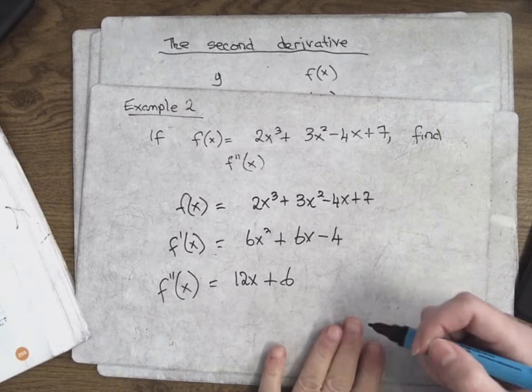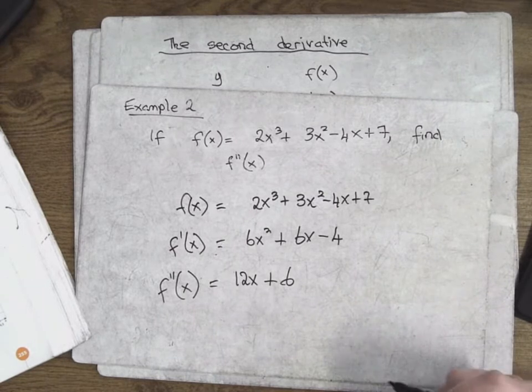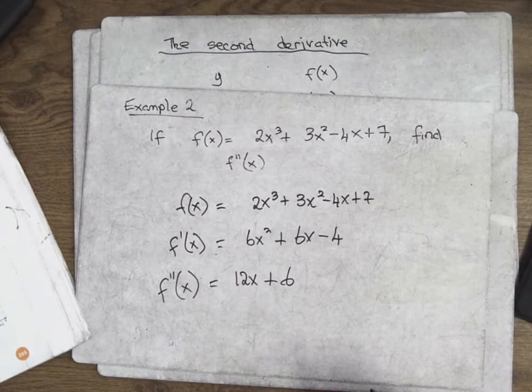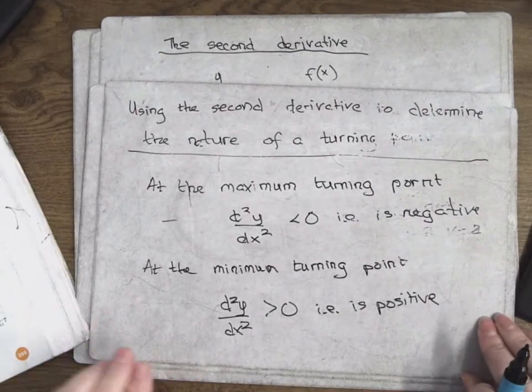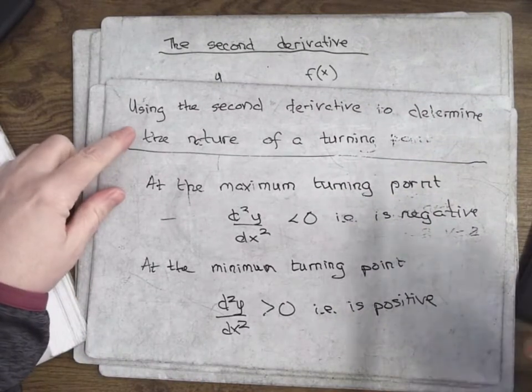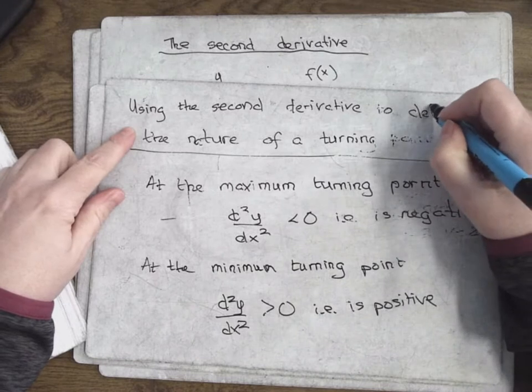Same thing, I just showed you how to get d2y dx2. Now I'm going to tell you why. And it's got to do with turning points. We're still on the same section. Okay? Right, so are we okay? Moving on? Using the second derivative to determine the nature of the turning points.